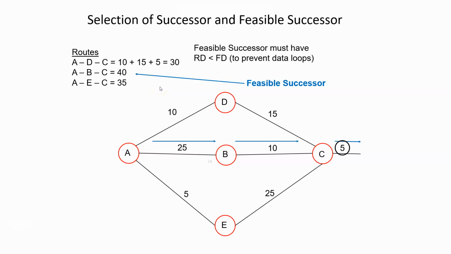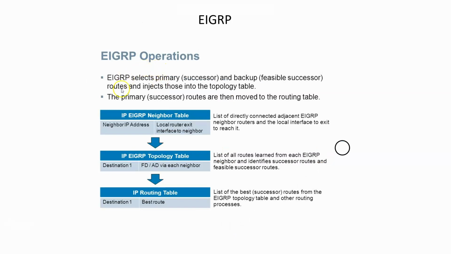Bunch of different tables that we have in this thing, the EIGRP operations, and this is kind of just a nice summary that goes along. Selects a successor, a primary, and a backup, a feasible successor. So we've got a primary, the successor, and the feasible successor, and injects those into the topology table. The successor is then moved to the routing table.